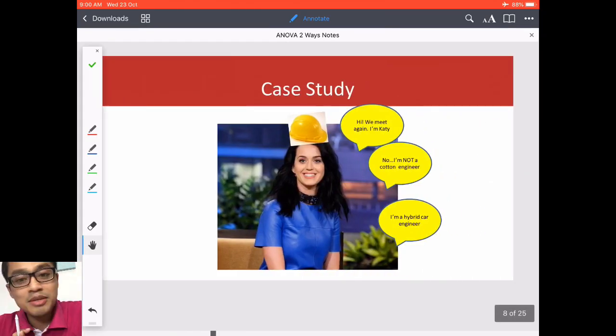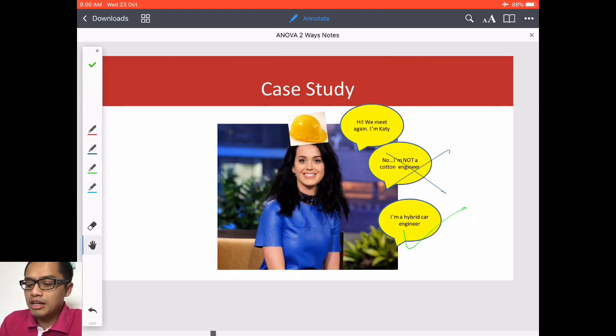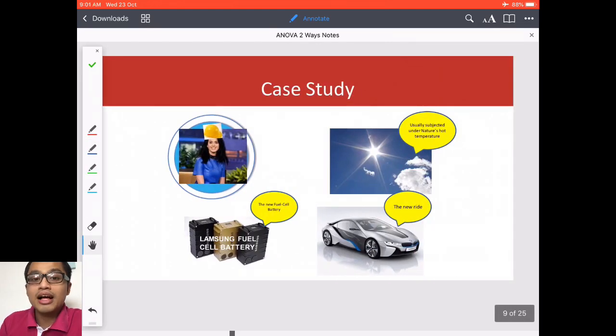Again, let's bring Katy Perry in. She's no more a cotton engineer, right? She is now a hybrid car engineer. So a hybrid car engineer means you're going to use electricity in your car. So therefore, you must have a battery. And of course, when you want to drive a car, you won't drive it indoors. You're going to drive it outside.